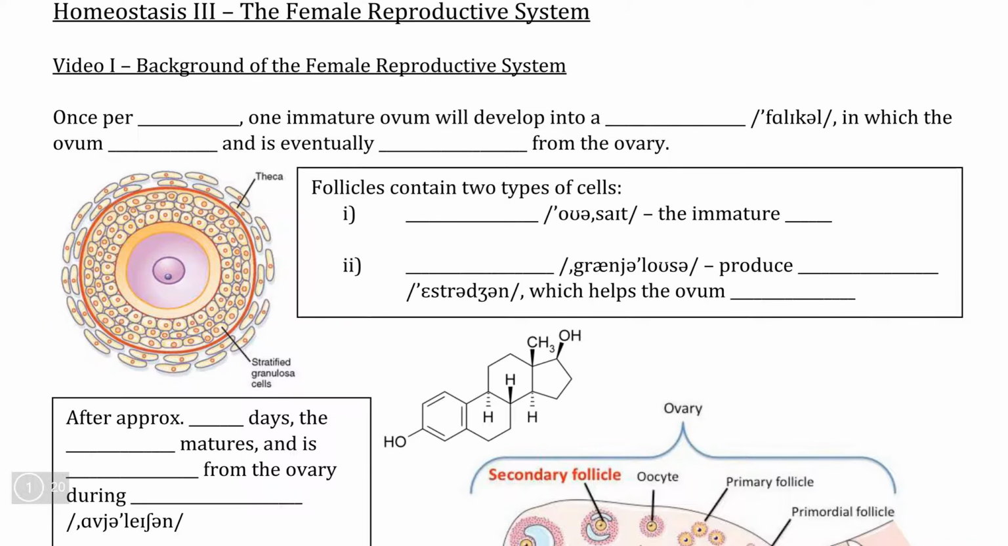Now, we start with the ovaries because this is where the female monthly reproductive cycle begins, and it all begins with these structures here, which are what we call follicles.